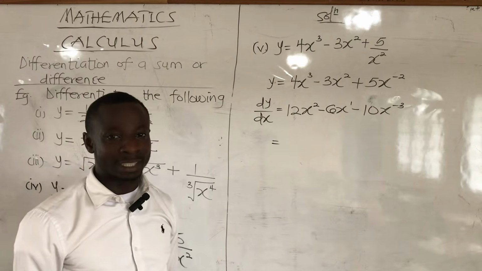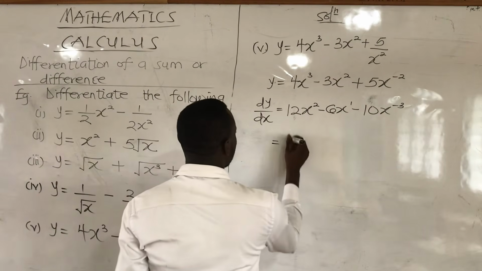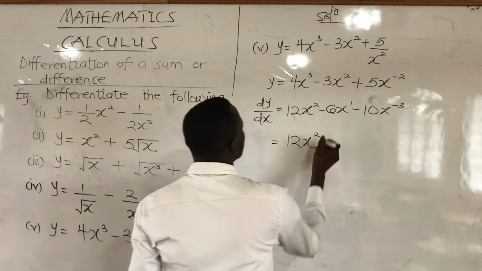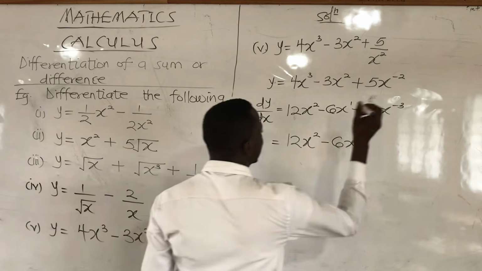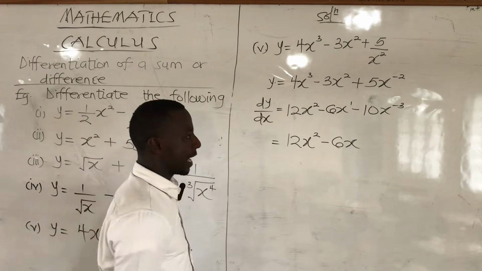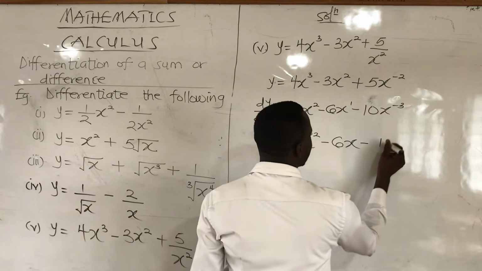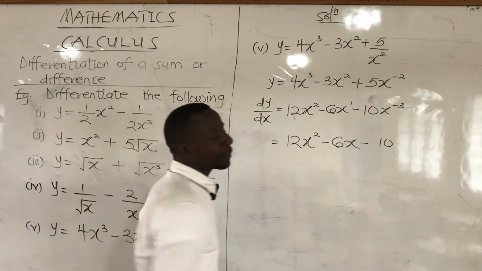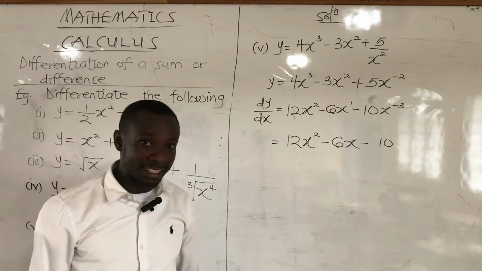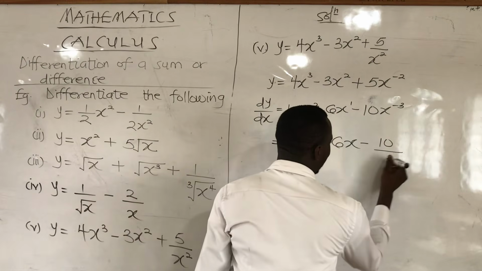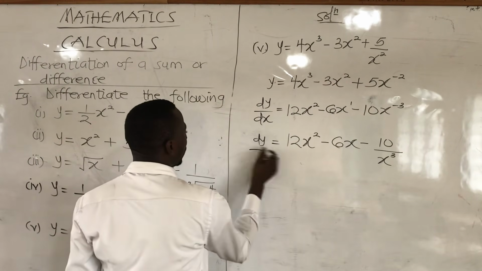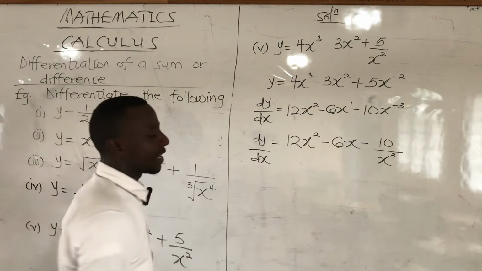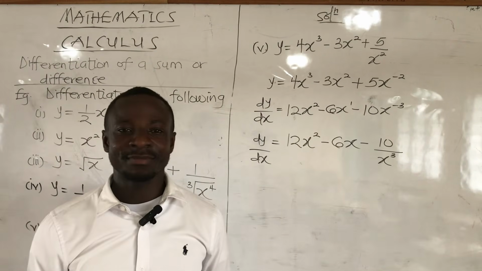Now let's look at our final answer. So we still have 12x squared minus 6x. The power 1 is still x. Minus 10, and because the exponent is negative, it needs to come down, so over x cubed. And this will be the final answer.